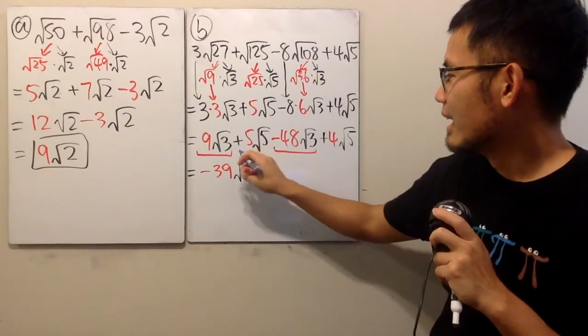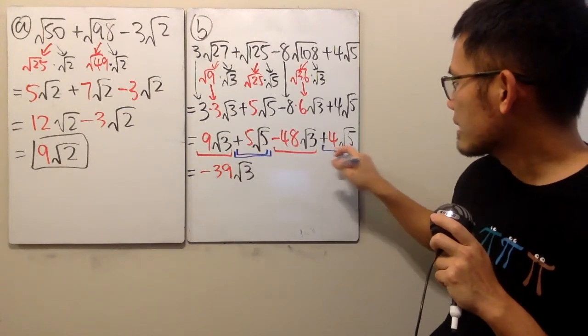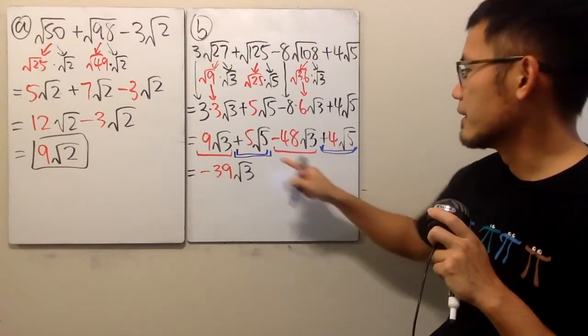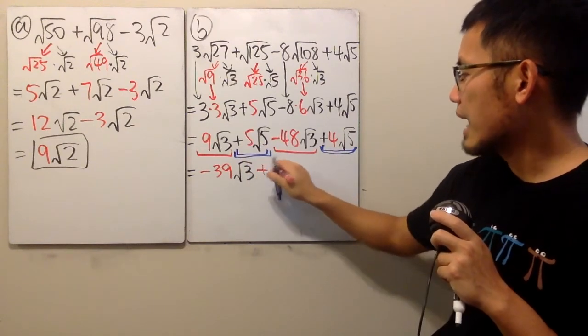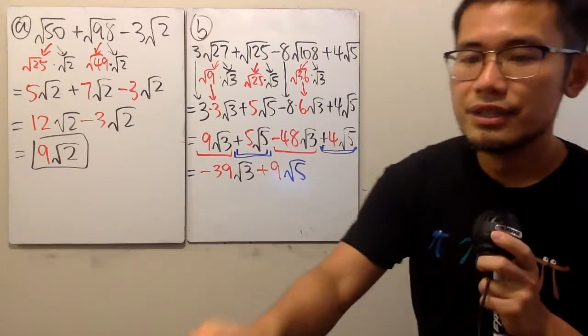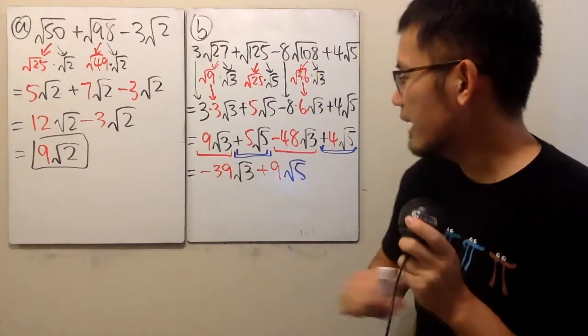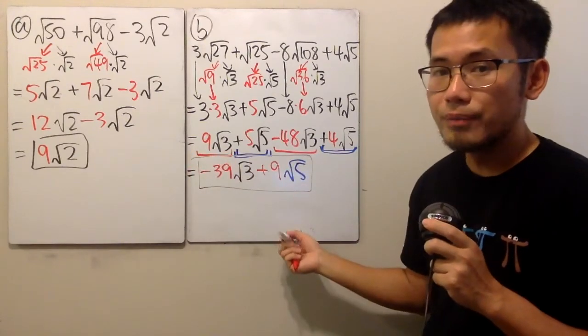As we can see, this and that, this right here has the 5 square root of 5. And this right here has the 4 square root of 5. So we'll combine it. 5 plus 4, we get plus 9. And we maintain the square root of 5. So that's pretty much what we have. And that's it. This right here is the final answer.